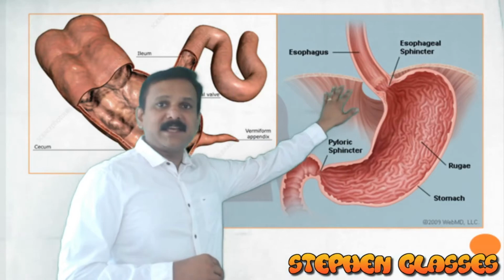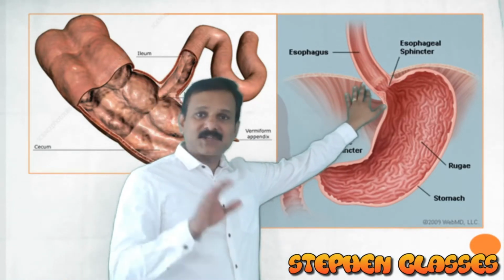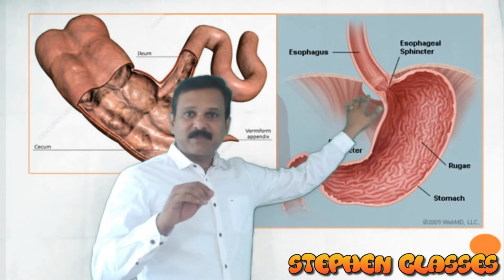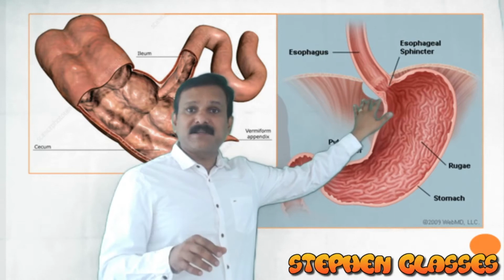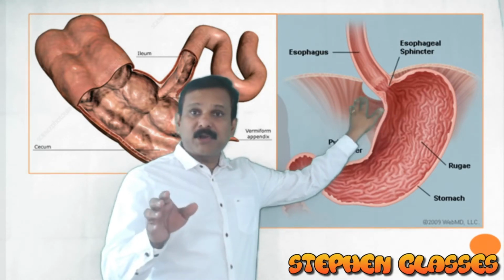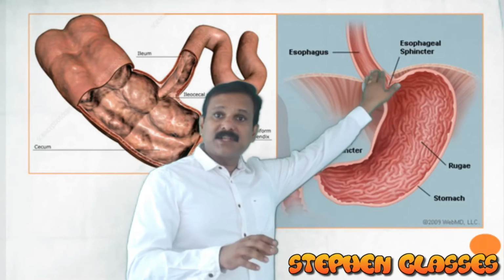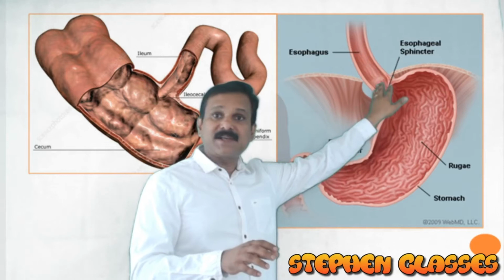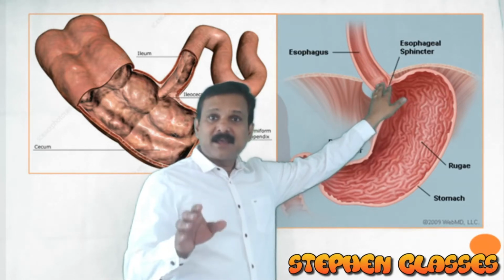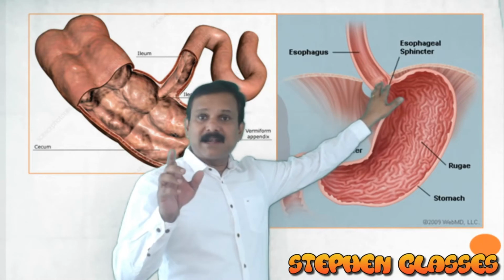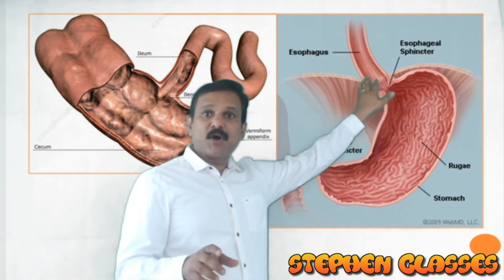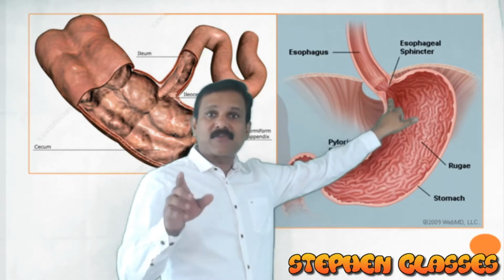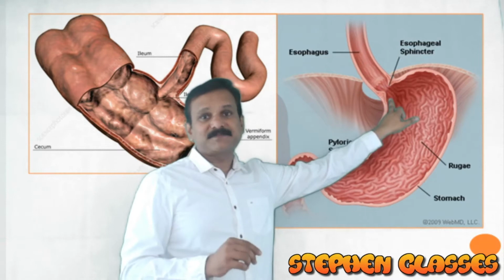So here you can see the gastroesophageal sphincter. The gastroesophageal sphincter is between the esophagus and the gastric region. And what is the role of this sphincter? It will prevent the backward movement of food material from the stomach to the esophagus. And what is bolus? After buccal digestion, the food is called bolus. So bolus will move through this sphincter. This sphincter has a role of regulating the movement of bolus.